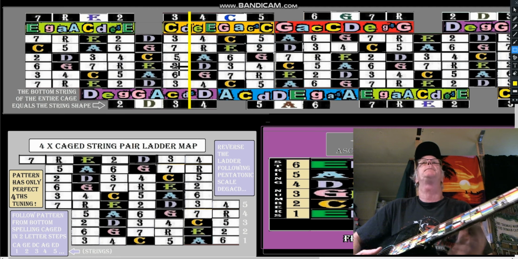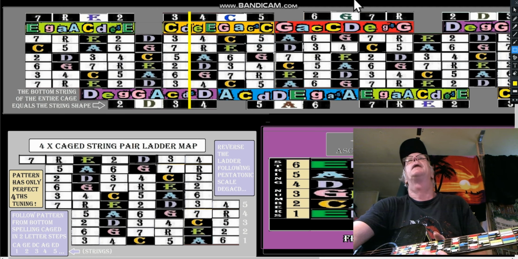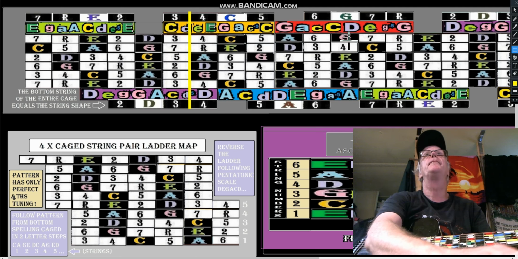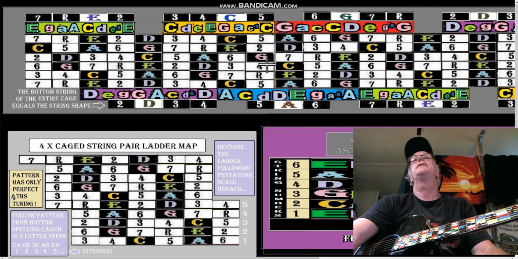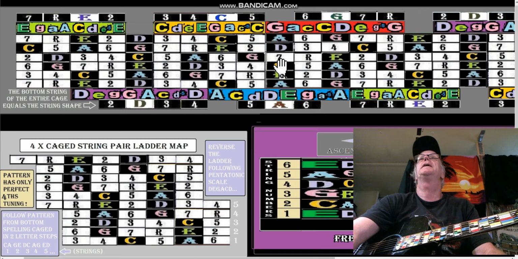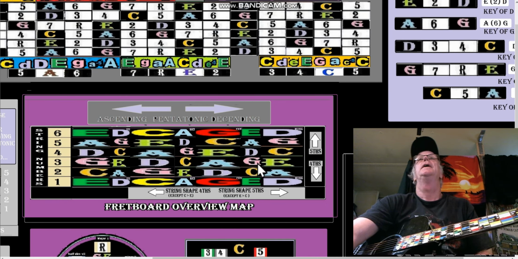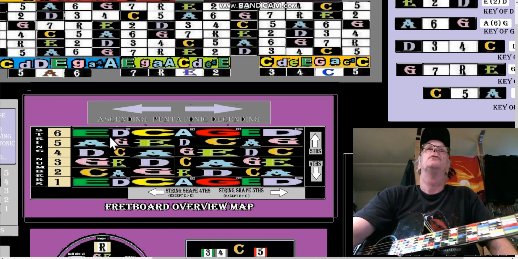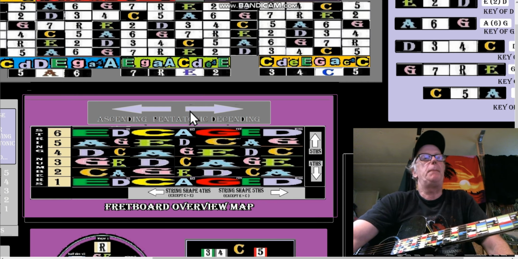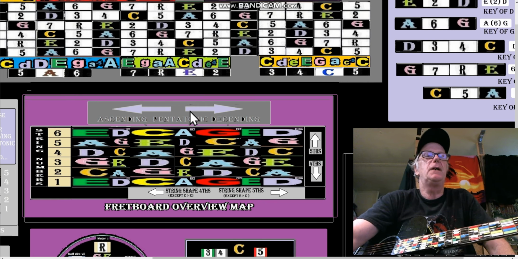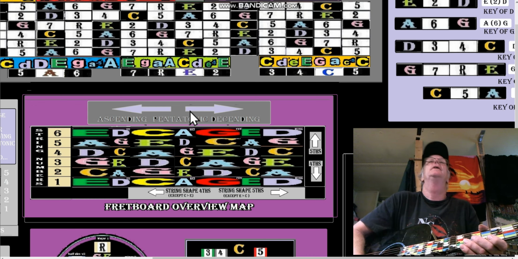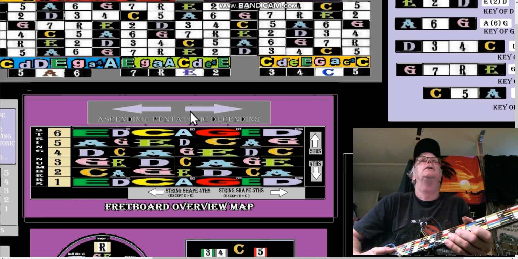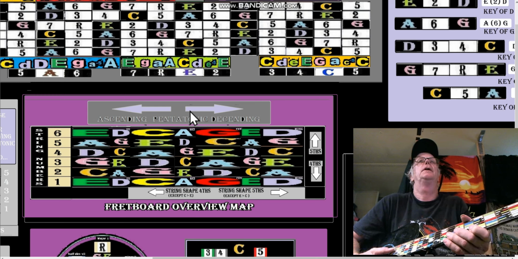In string shapes, it's the opposite. Okay? In string shapes, it's up in fifths and down in fourths. So remember that. It's backwards. Be comfortable with these backwards relationships in the guitar, things that are opposite to one another.